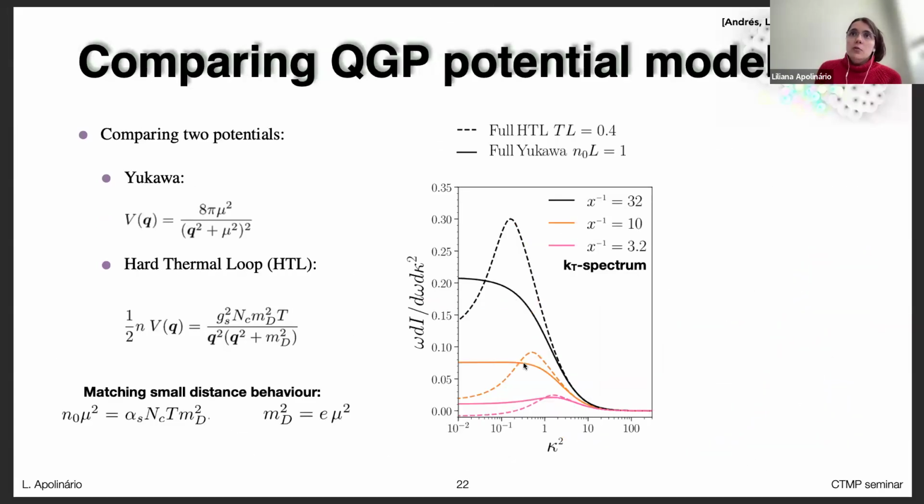And one of the good things about now having a spectrum that can fully resum over all scattering centers without making any kind of approximation is that now I can try different, for instance, potentials for the quark-gluon plasma.